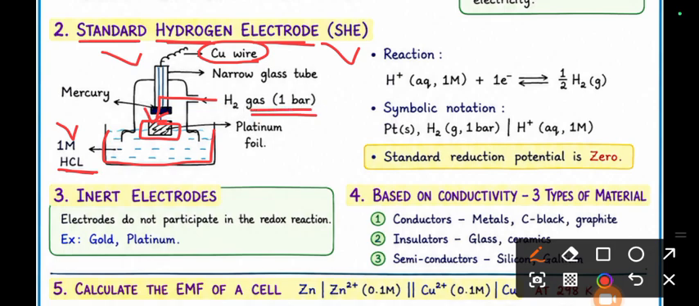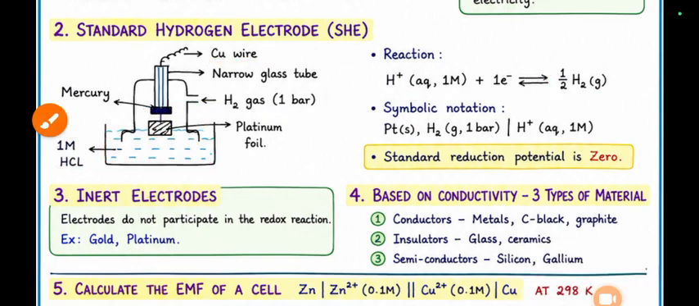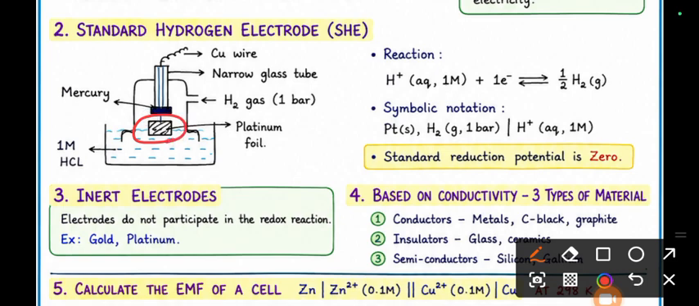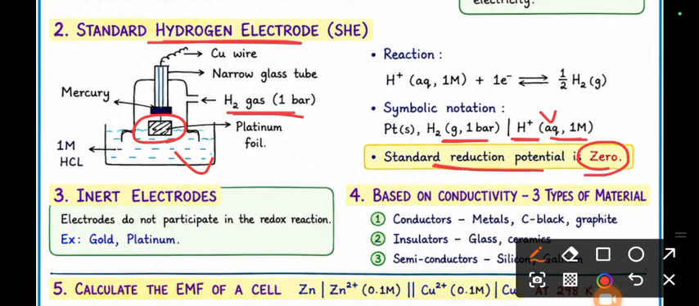Now reaction, see, hydrogen ion present in this beaker gains 1 electron and converts into half mole of hydrogen gas. Hydrogen ion concentration is 1 molar, and symbolic notation, on platinum foil, you are passing hydrogen gas at 1 bar pressure, and in the beaker you can find hydrogen ion at 1 molar concentration in aqueous medium. And remember, standard hydrogen electrode reduction potential we need to consider as 0.